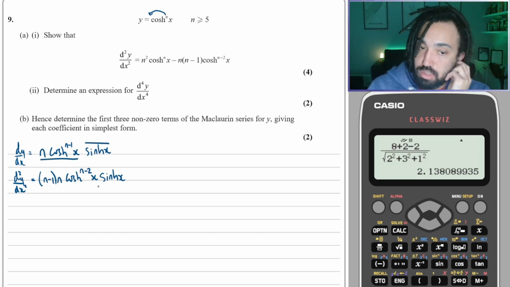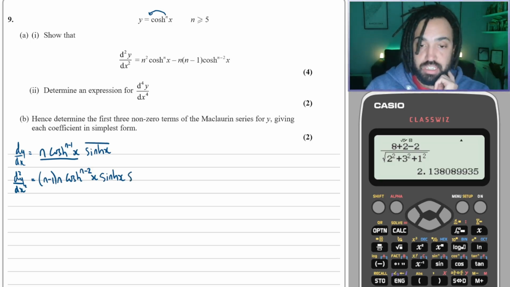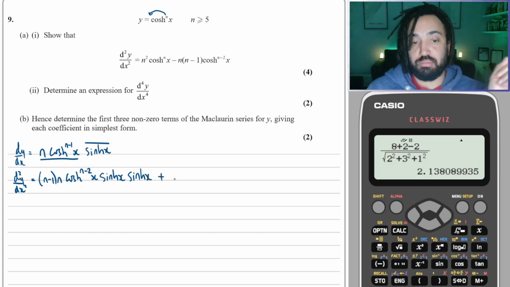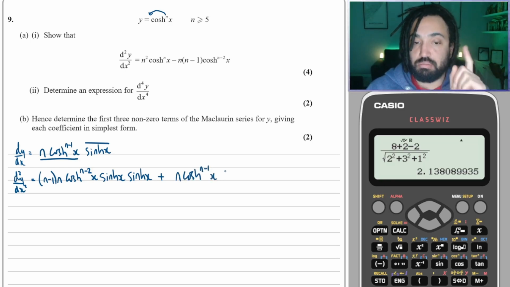I'm using the product rule. So I'm differentiating the first part, and then I'm multiplying it by the second part. And then I've got to do the opposite. I've got to keep the first part the same and multiply by the derivative of the second part. So this gives me n cosh^(n-1) of x multiplied by the derivative of sinh of x, which is cosh x.